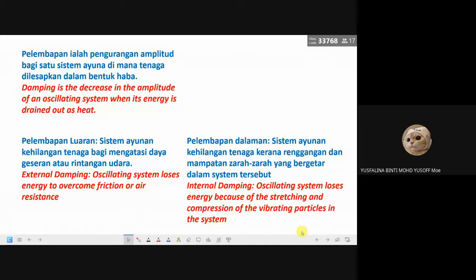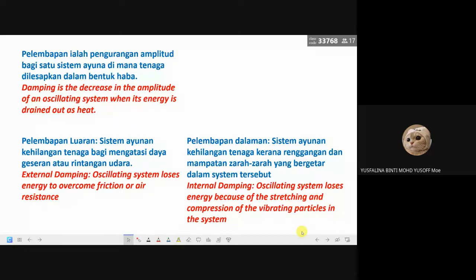And the external damping is used to overcome the air friction. It may come from the surrounding, right? So there are two types of damping. The first one comes from factors outside, and the second comes from the inside of the system.